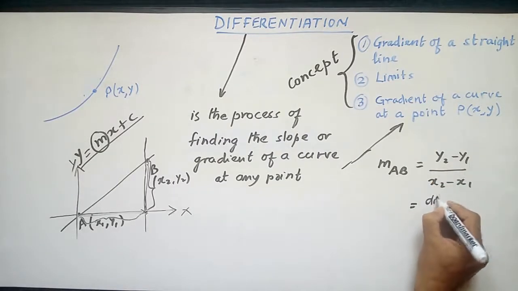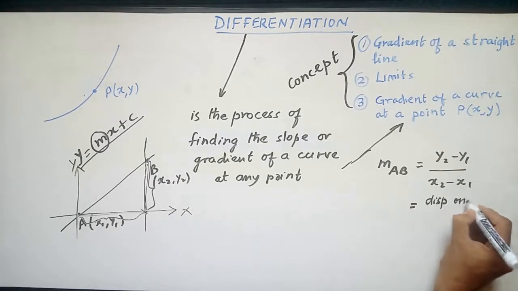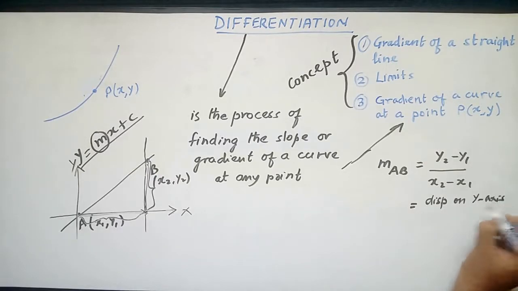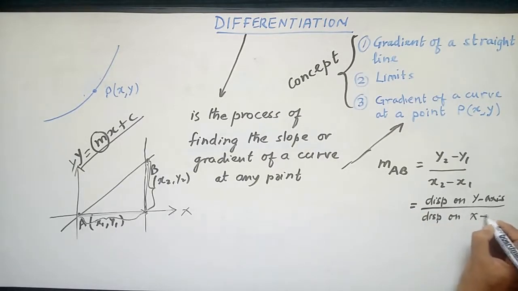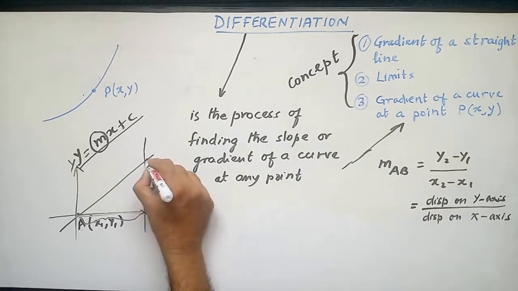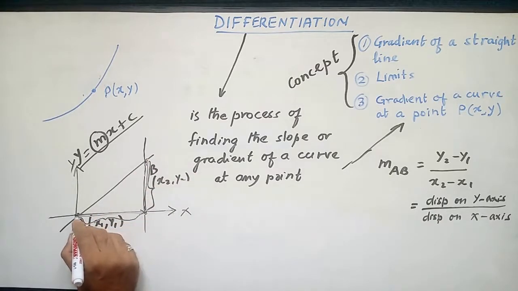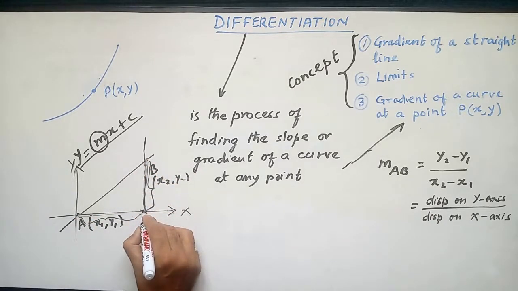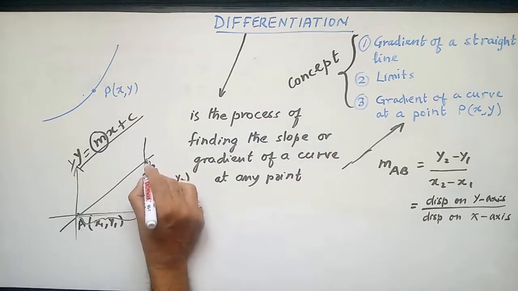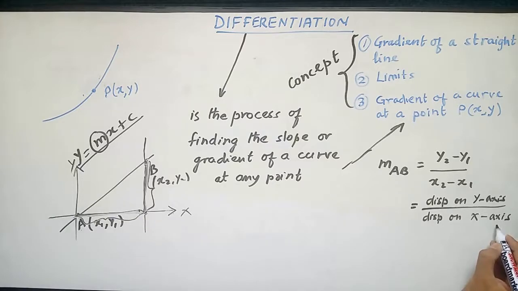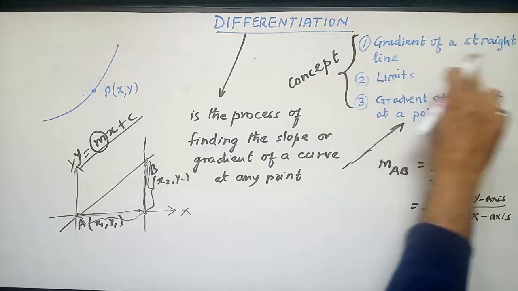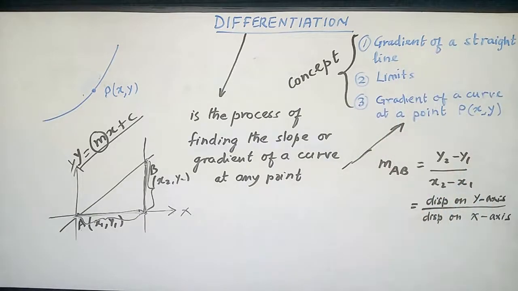So y2 minus y1 is the displacement on the y-axis, upon the displacement on the x-axis. In other words, how much B is away from A along the y-axis and how much B is away from A along the x-axis. This is the concept of the gradient of a straight line that we have studied in earlier classes.